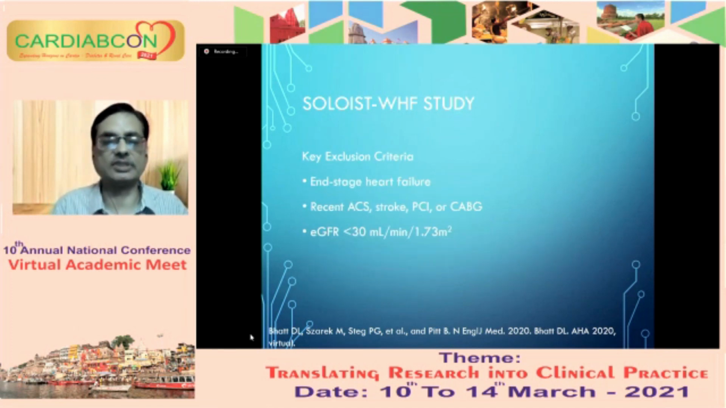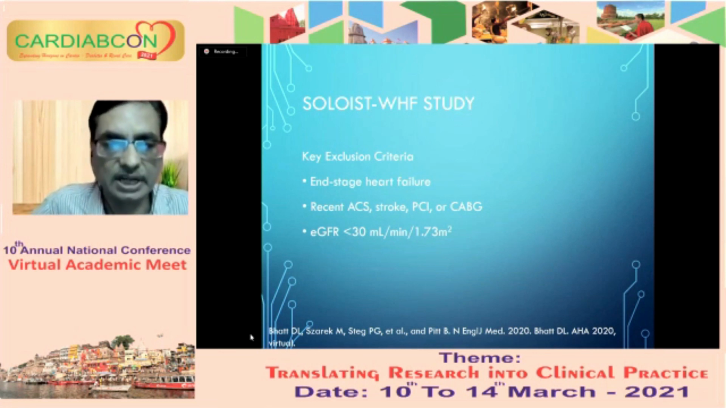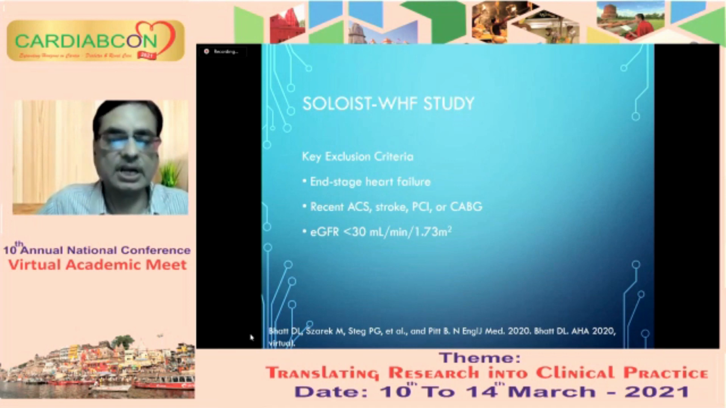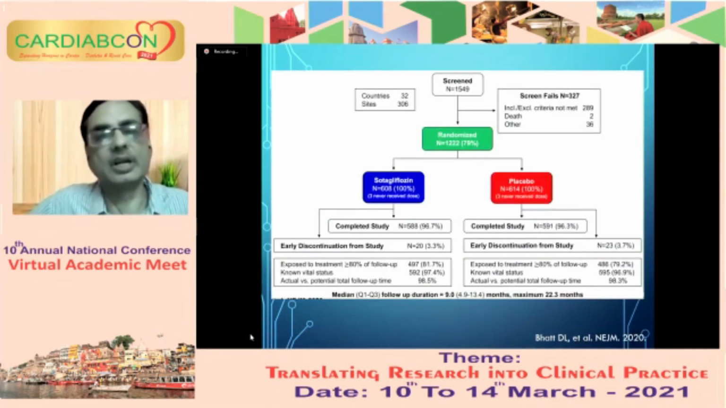The exclusion criteria excluded end-stage heart failure, recent ACS, stroke, PCI or CABG, and eGFR of less than 30. Initially the idea was to recruit more than 4,000 patients, but ultimately only 1,222 patients were randomized in equal groups to sotagliflozin and placebo, with very few discontinuations from the study. Follow-up was a maximum of 8-9 months, and thereafter a maximum of 22 months.